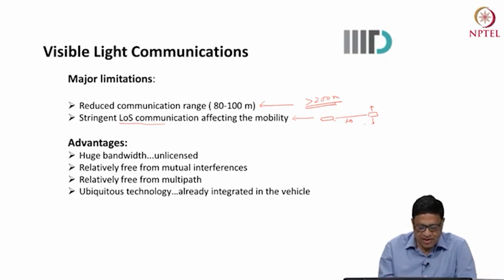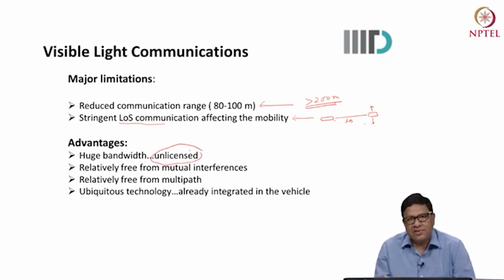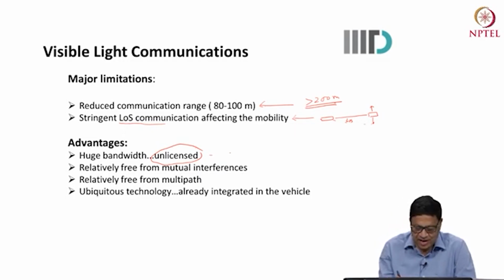The advantages are that, since it is light, you have huge bandwidth, and this is unlicensed. Unlike RF solutions or LTE solutions or any other millimeter wave in future, which require licensed spectrum, that part of the spectrum is regulated. One has to pay for that spectrum, whereas in light it is unlicensed.